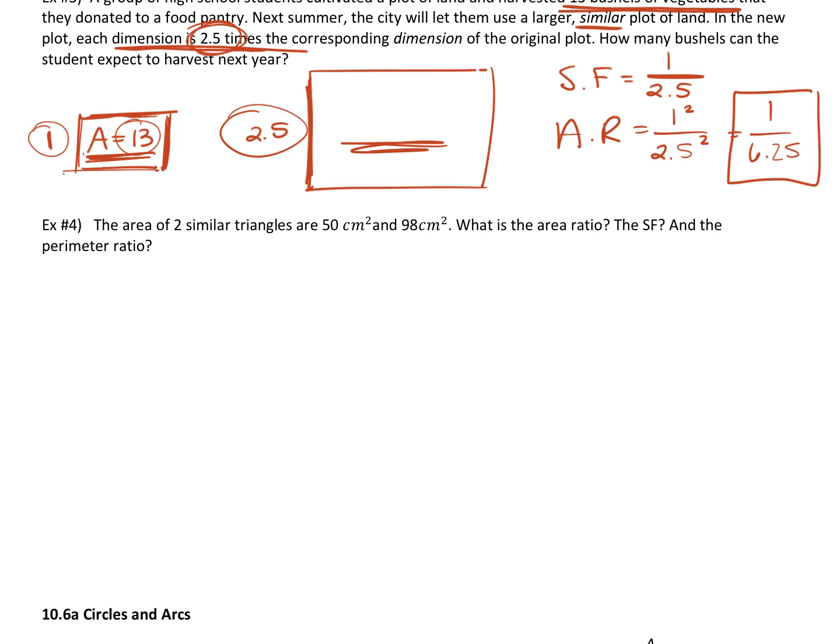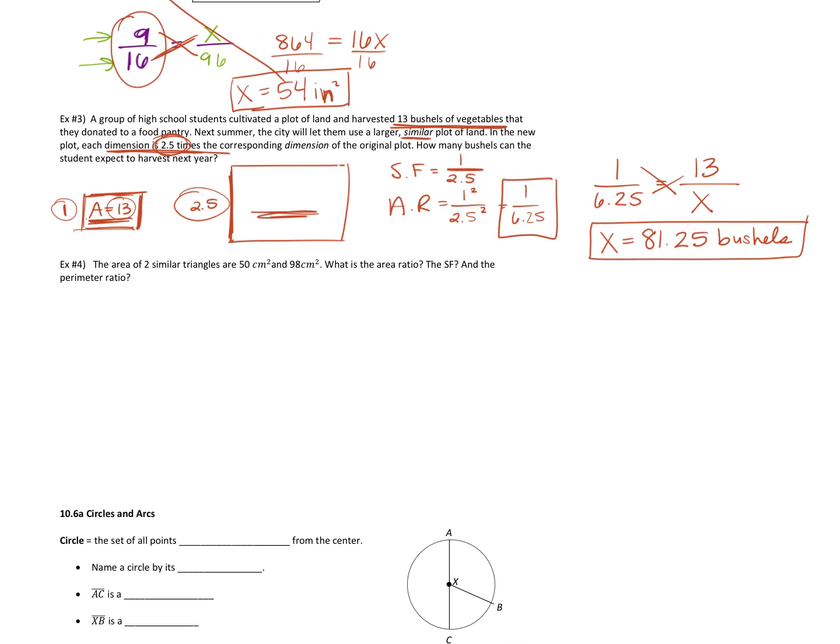Okay, last thing. And this one's backwards, okay? You have to reverse your brain. On this last one, it tells you the area of 2 similar triangles. So you are given areas.